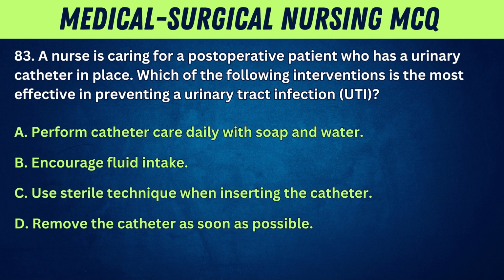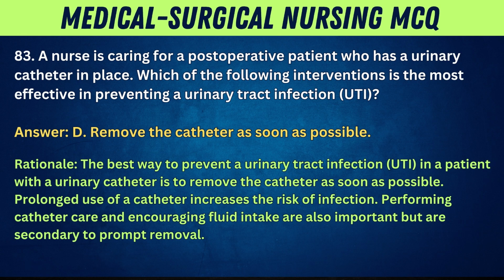83. A nurse is caring for a postoperative patient who has a urinary catheter in place. Which of the following interventions is the most effective in preventing a urinary tract infection, UTI? A. Perform catheter care daily with soap and water. B. Encourage fluid intake. C. Use sterile technique when inserting the catheter. D. Remove the catheter as soon as possible.